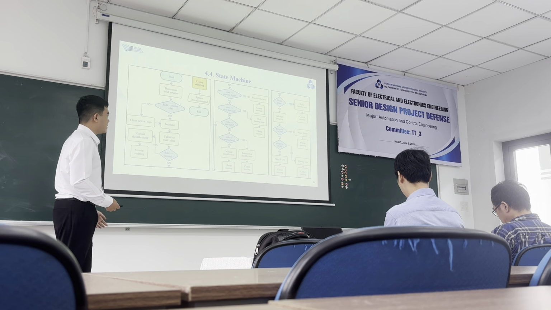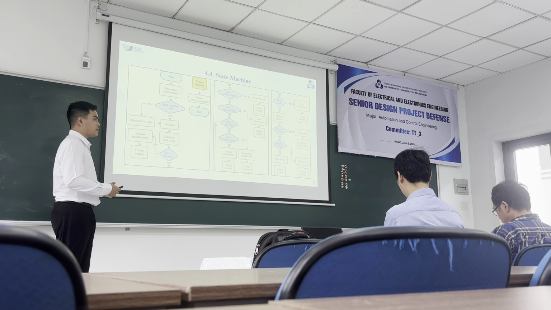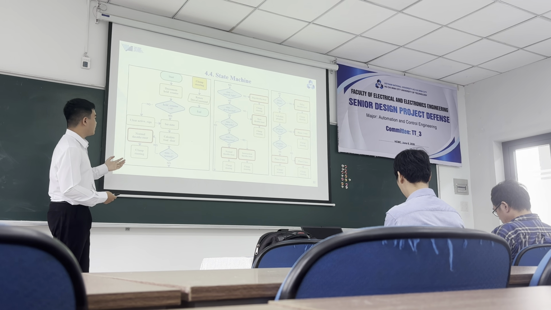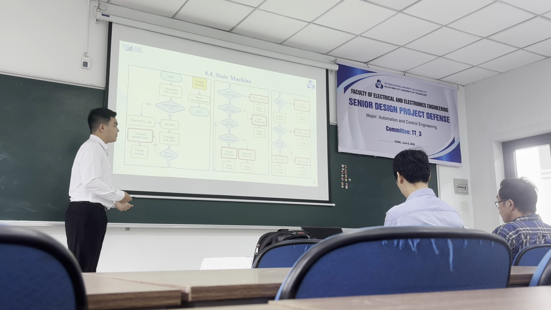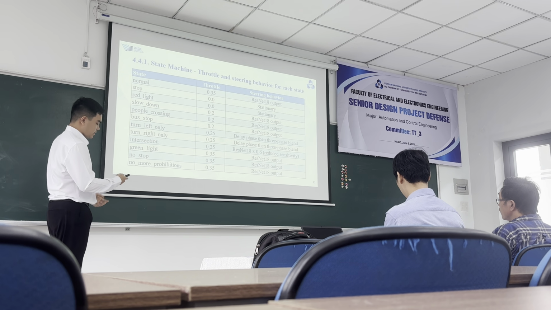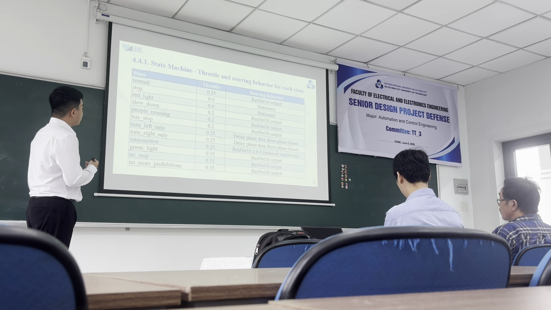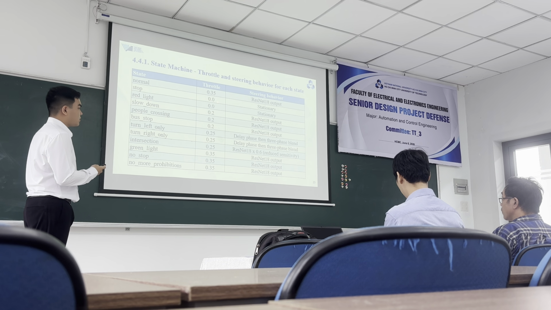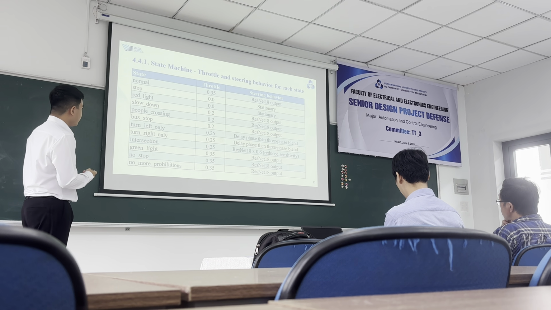And for the state machine, it has many steps, but the main idea is to translate the traffic sign detection into the corresponding throttle and steering value. As you can see in this table, for example, stop sign and red light will force the throttle to be 0, and the steering will stay at its current steering angle. For slow down sign, it forces the throttle value down to 0.2. And for the left and right signs, we have a different approach.